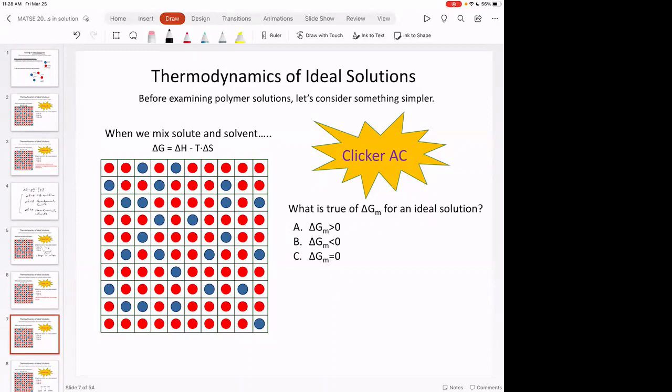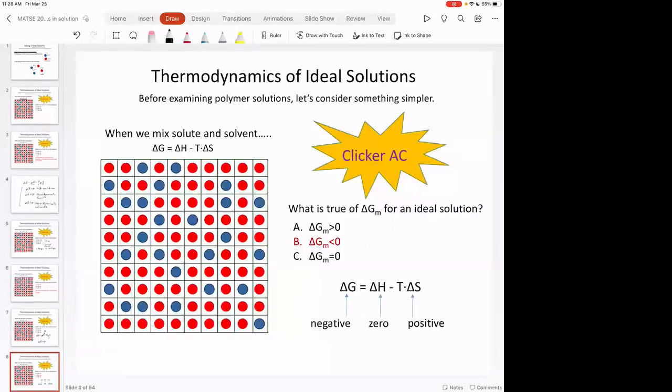So it's really easy to just write this out. Delta G equals delta H minus T delta S. Delta H is 0. T is always positive, right? It's in Kelvin, so that's always positive. Delta S is positive as well because we're increasing the disorder. So delta G is always going to be less than 0 under these conditions.